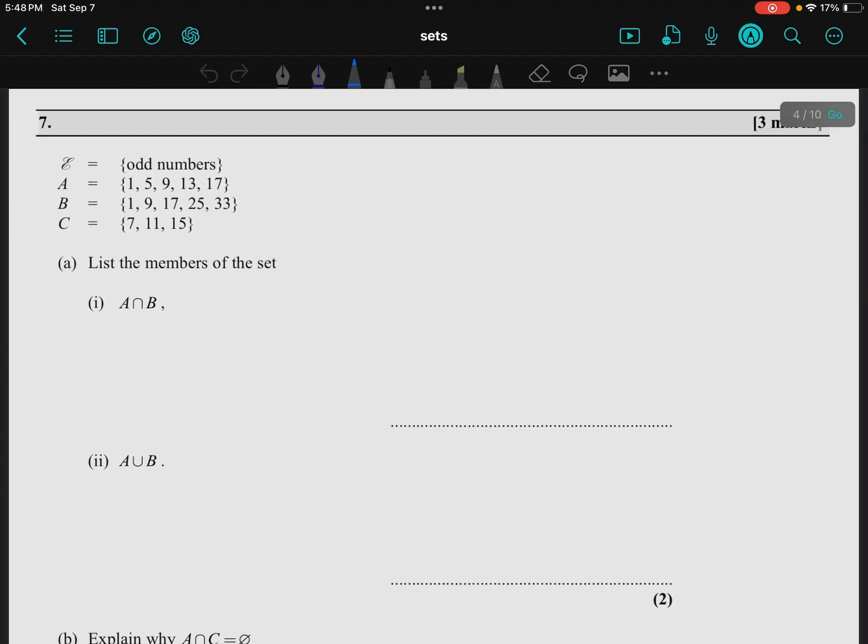Question number 7. Universal set is odd numbers. A is given as 1, 5, 9, 13, 17. B is 1, 9, 17, 25, 33. And C is 7, 11 and 15.